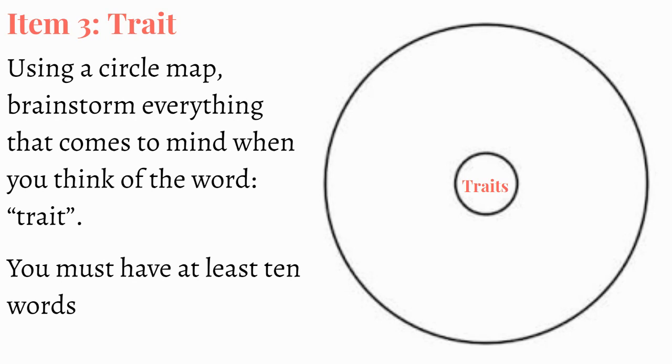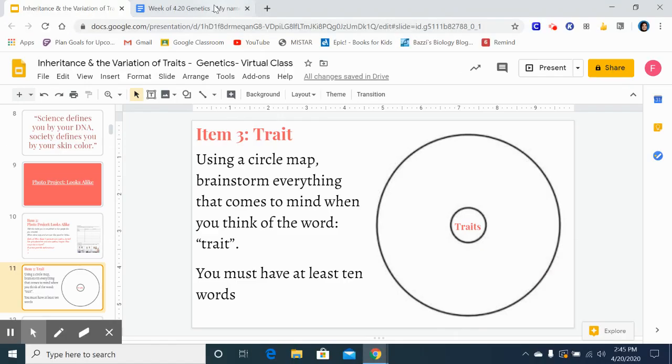So go ahead and insert maybe 2 circles, one small, one big, in your Google Doc, and then add a text box and add some of the things that you know about traits. What does it remind you of? I want to see at least 10 words, and let me show you how to insert the circles.